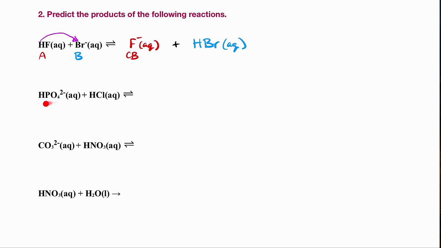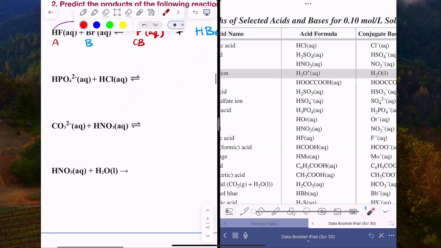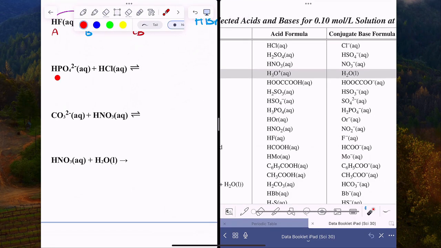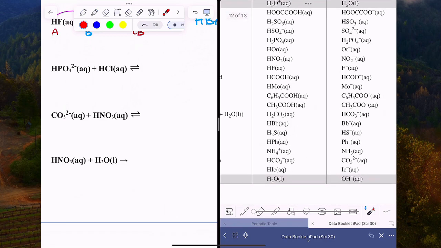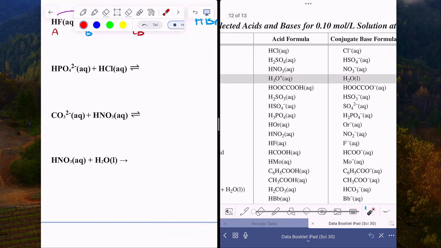So HPO4 2 negative and HCl. HCl stands out to me as being an acid. This could also probably be an acid, but let's check. HPO4 2 negative, I can't even find it on here. So let's look for HCl then. Oh, it's the strongest acid. So this one has to for sure be the acid because it's on the top, which means this is the base.